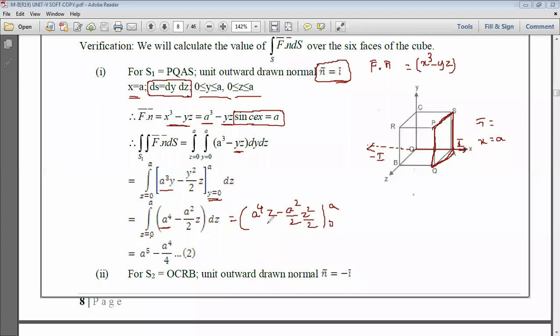So a power 4 into a is nothing but simply a power 5, and here also a power 4 by 4. So this is the first surface we got: a power 5 minus a power 4 by 4. Okay, so these are the points you need to remember.